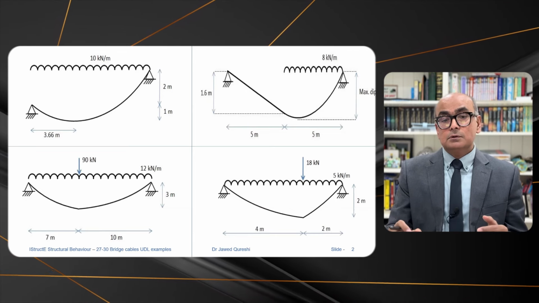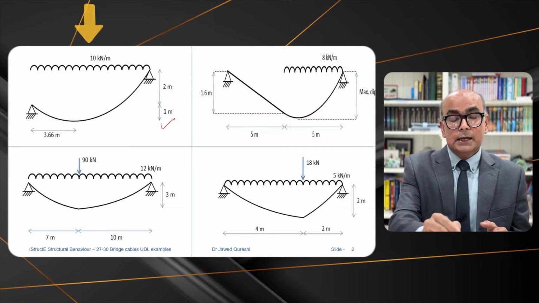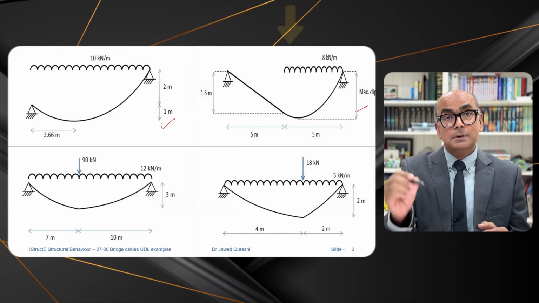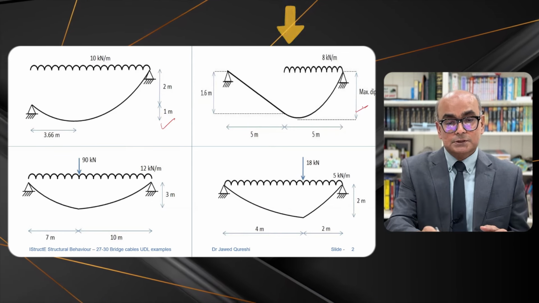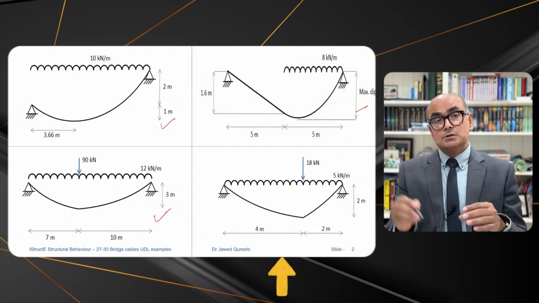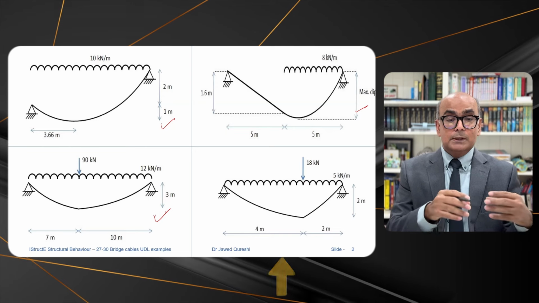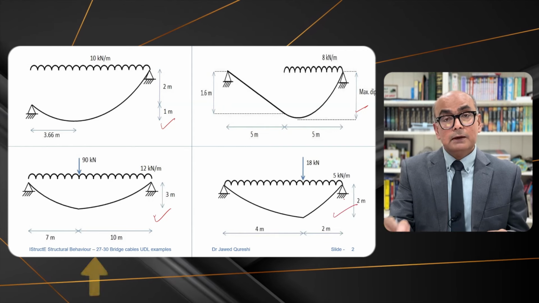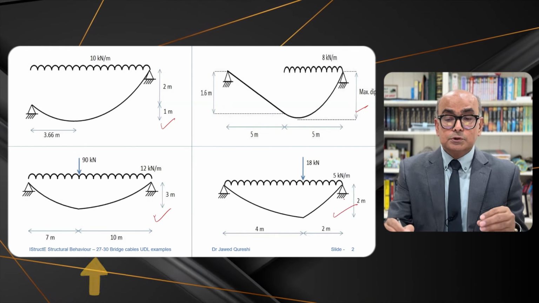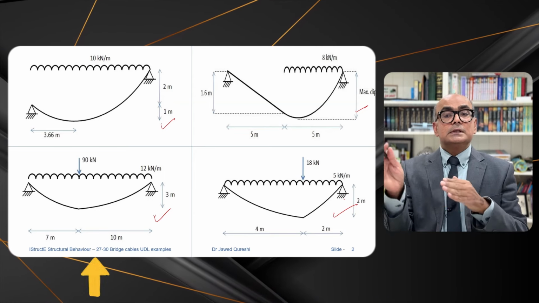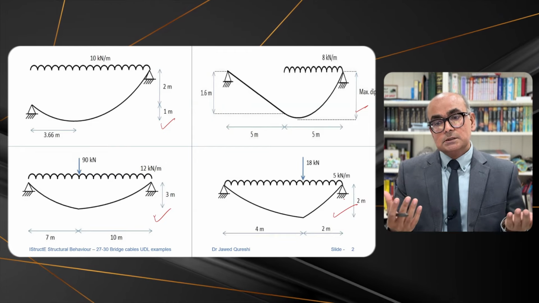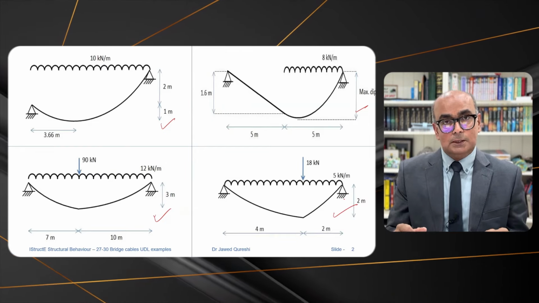The first one has uniformly distributed load and the supports are at different levels. In the second one, you have uniformly distributed load, but it is just partly applied on one part of the structure. In the third one, you have off-center point load and uniformly distributed load, and we will see how we can handle this kind of situation. And in the fourth one, you have uniformly distributed load, and also a point load, but the point load is nearer to the right side. And here we will try to find out the tension forces, horizontal reactions and vertical reactions, and values of dip or sag as well.